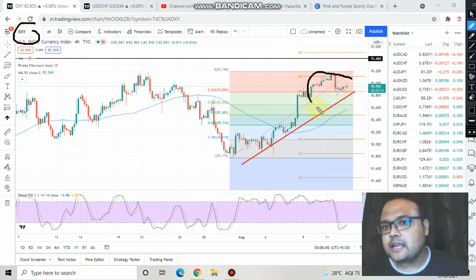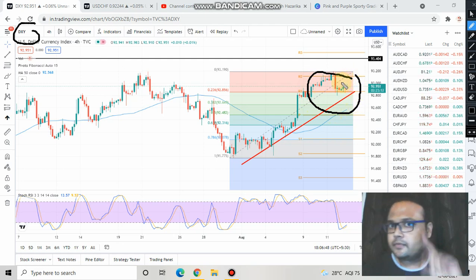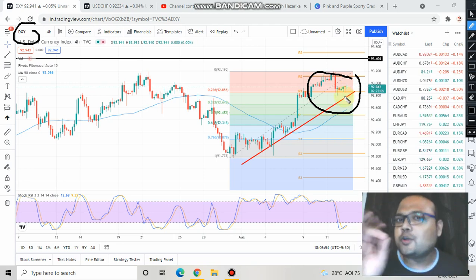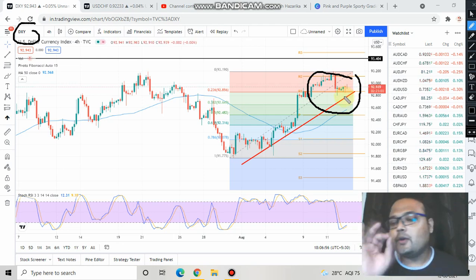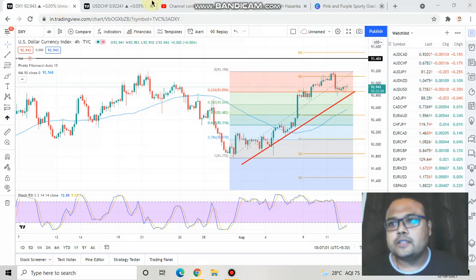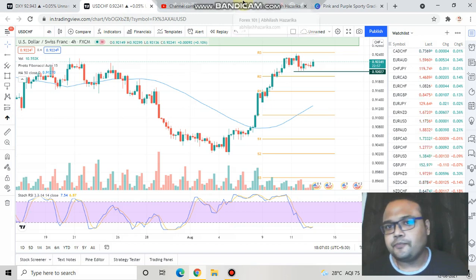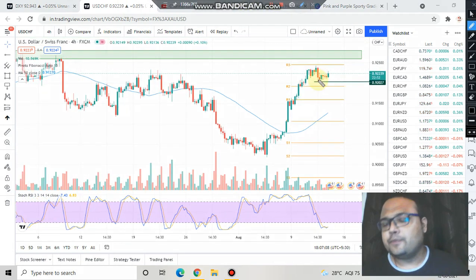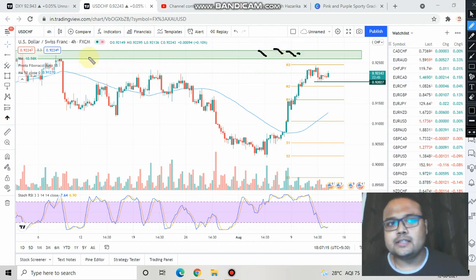DXY is just standing at the support here, and even if it comes down, then again it will be getting support from this trend line. Therefore, there is a good possibility that USD will be going up, and if USD starts going up, then definitely USDCHF will also start going up. Just keep in mind that if you take a long or buy position on USDCHF, then this will be your resistance. This whole level will be your resistance because of previous price levels.